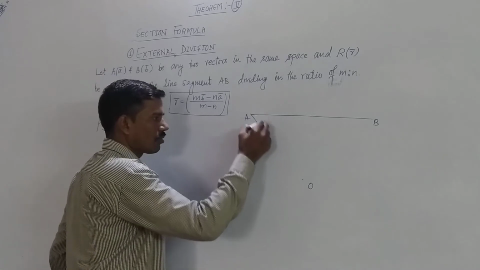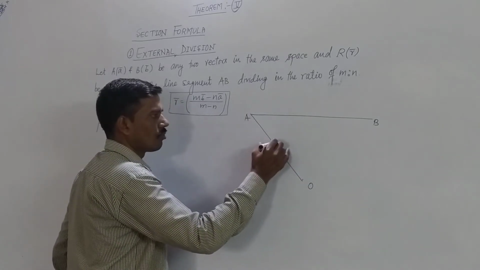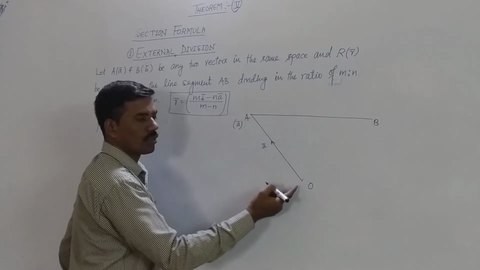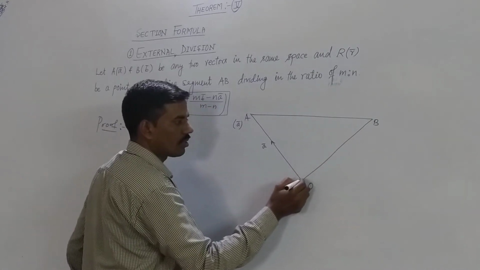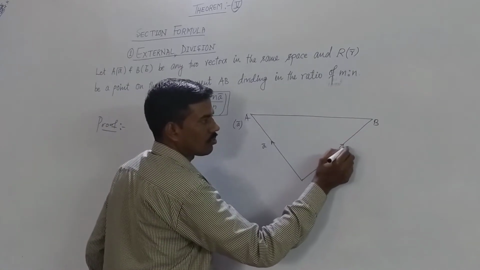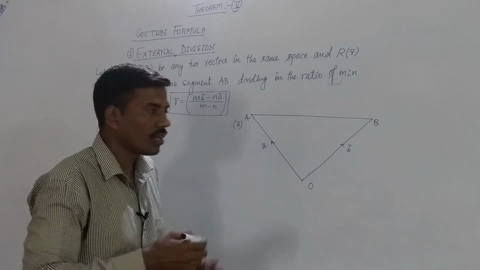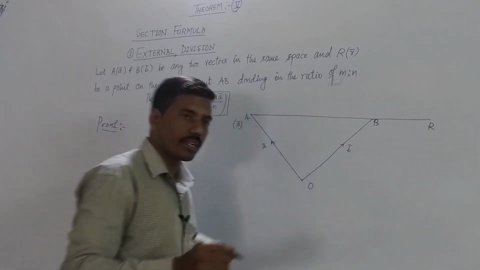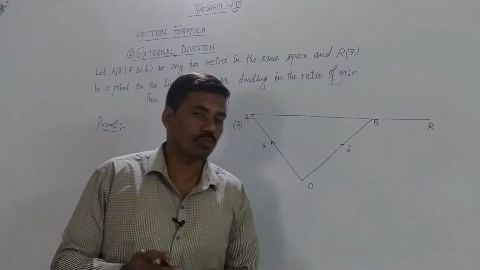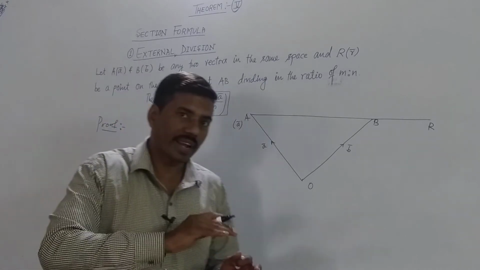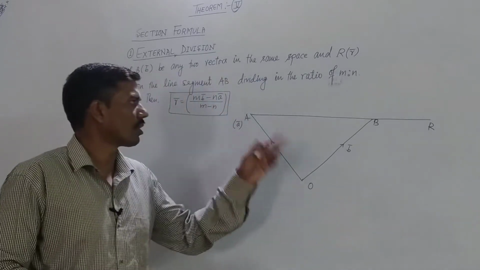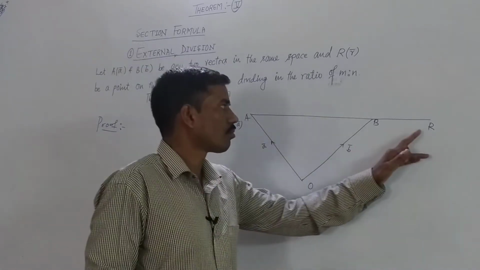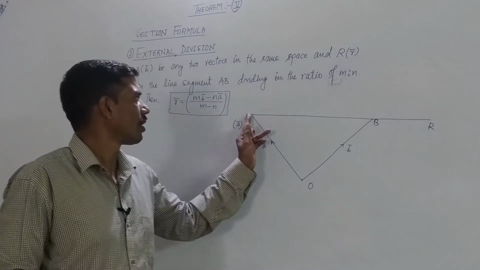So if we join O to A, we get a vector A, that is position vector of point A with respect to origin, and the second vector is vector B. Then another point R is collinear with the points A and B, means point R is lying in the line of vector AB, and you can say the point R is the exterior point of line segment AB.